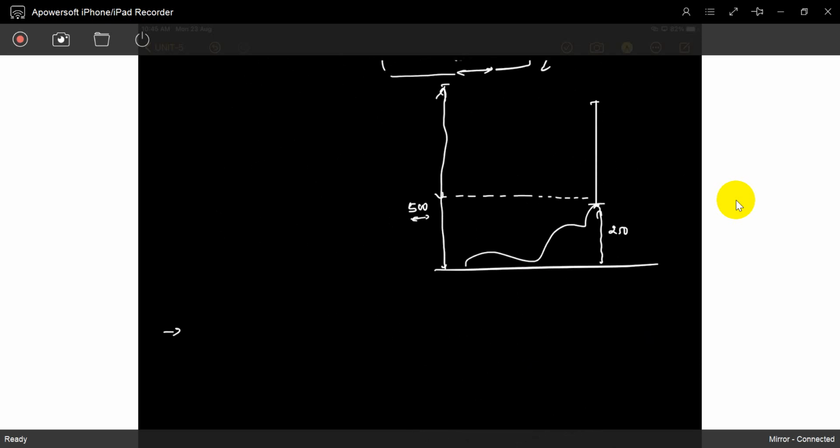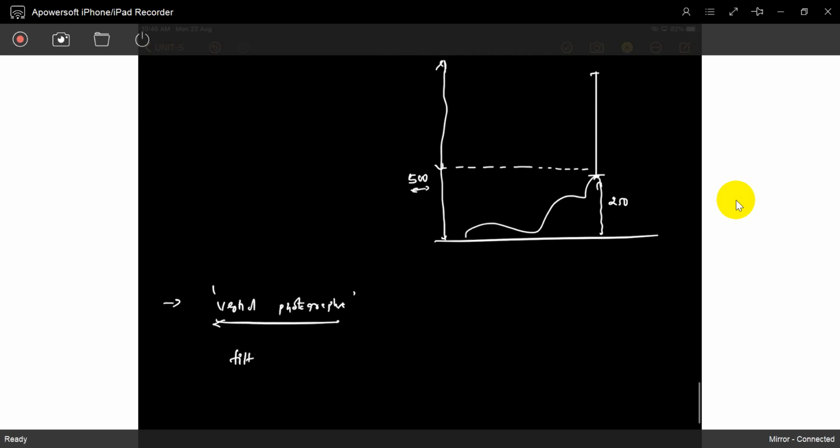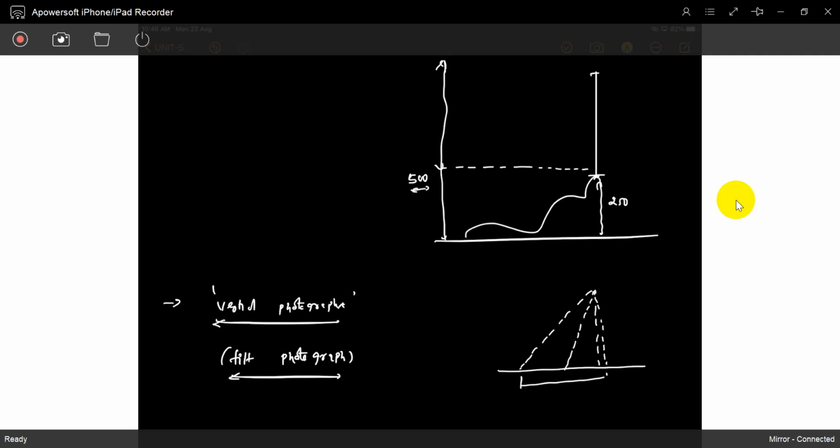The vertical photographs. That's it. So if you enter into a tilt photograph, you can see the optical axis is not exact. The optical axis will come like this, and the photographic picture will come like this. This is the area the photo will capture.